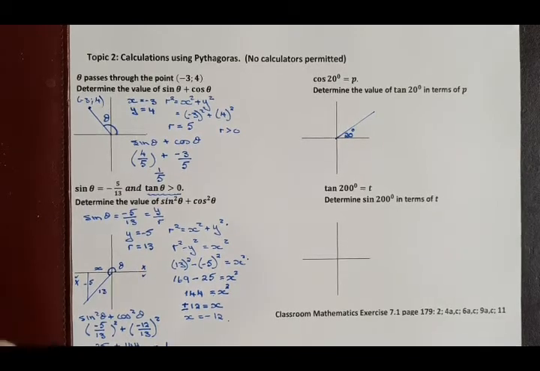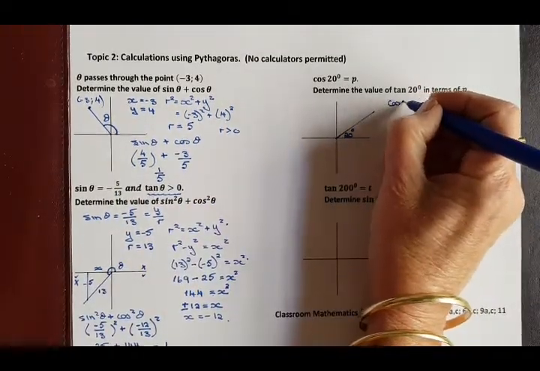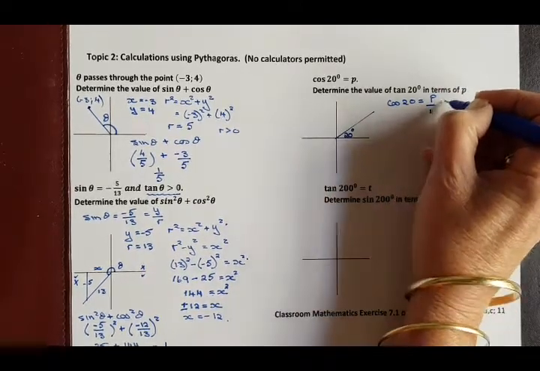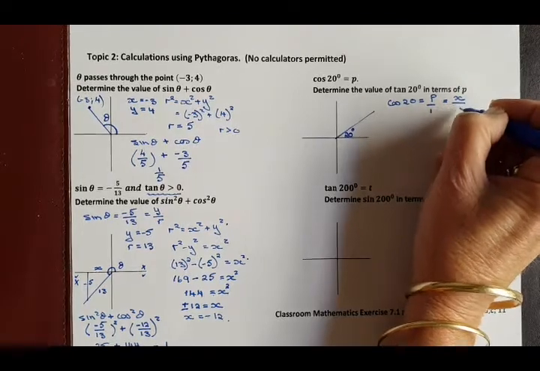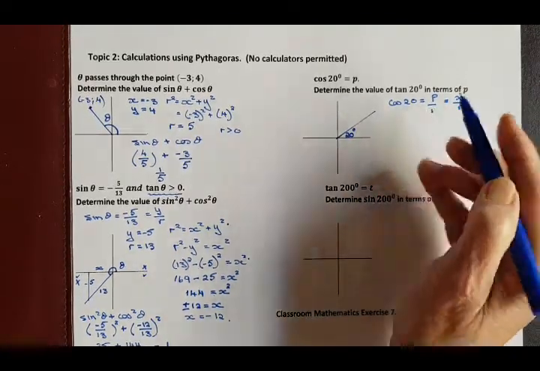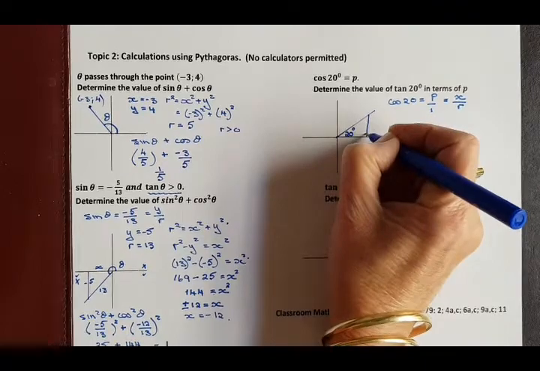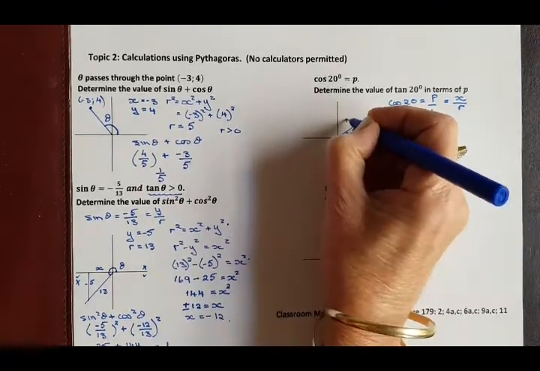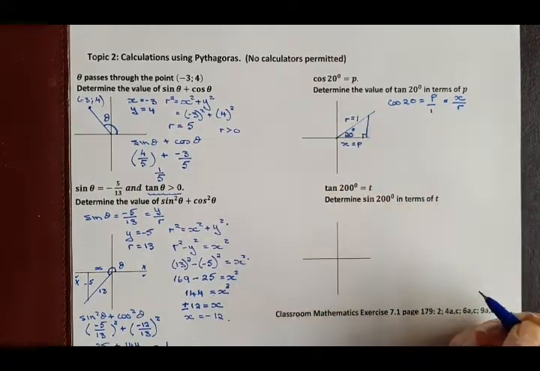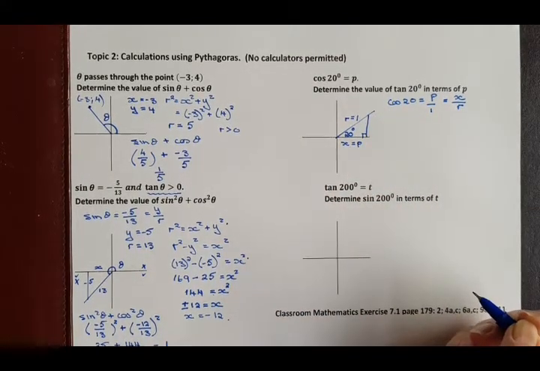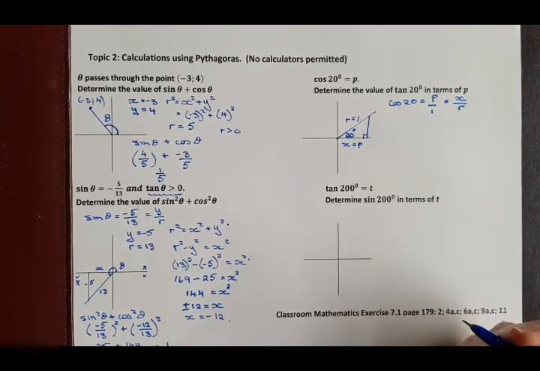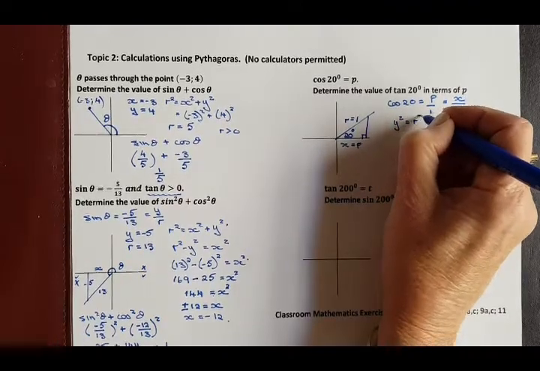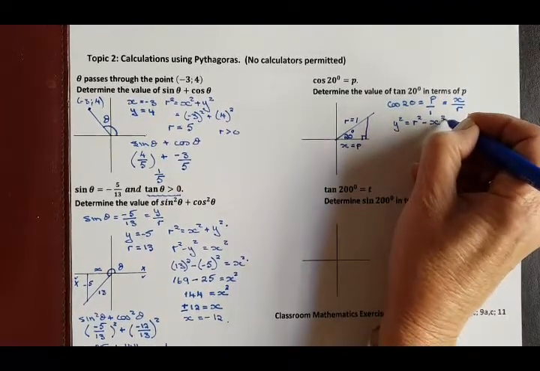What am I given here in this particular sum? Well, if cos of 20 is equal to p, it's p over 1. Cos is x over r. My x value, I'll draw in my right angle triangle, my x value is going to equal p, my r value is going to equal 1. And so using Pythagoras, I need now to find my y value.